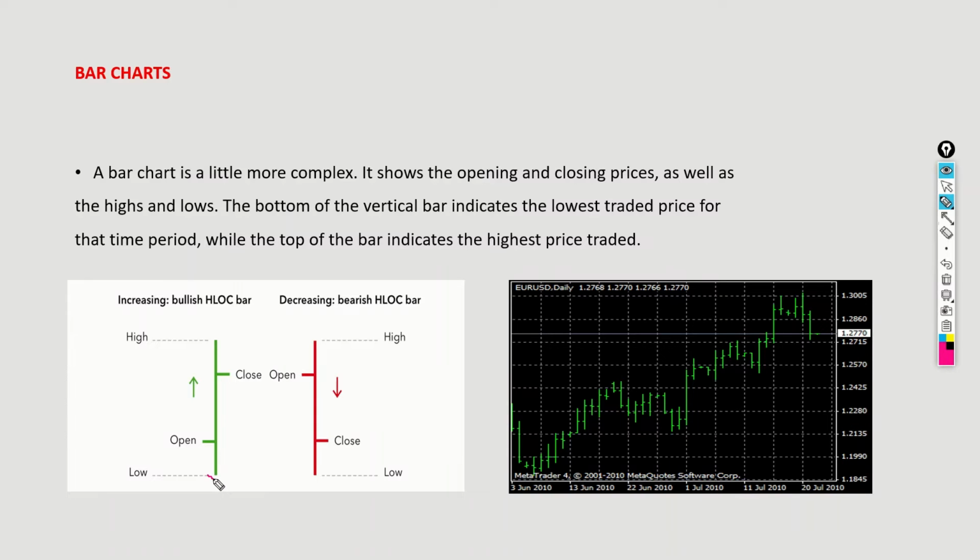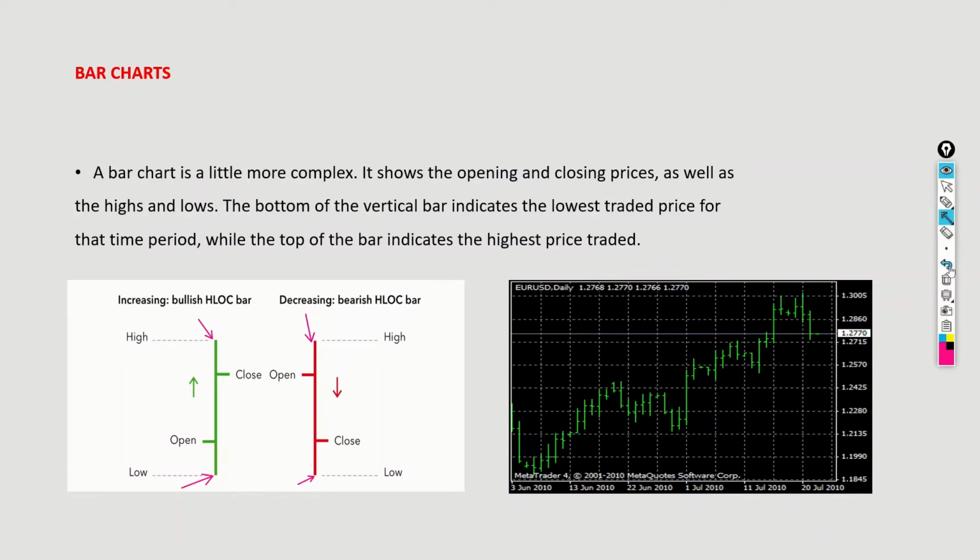At the bottom of this bar, it shows the lowest price traded, and at the high end, it shows the highest price traded. That is similar to this candle. Here at the bottom is the lowest price traded, and here at the top is the highest price traded. It is the same here and here.